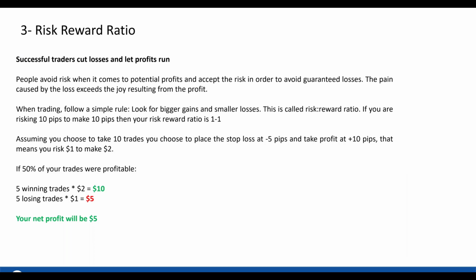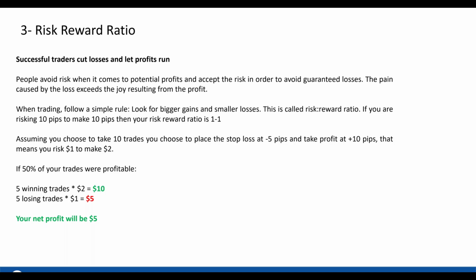Risk-reward ratio. Successful traders cut losses and let profits run. People avoid risk when it comes to potential profits and accept the risk in order to avoid guaranteed losses. The pain caused by the loss exceeds the joy resulting from the profit. When trading, follow a simple rule: look for bigger gains and smaller losses. This is called risk-reward ratio.